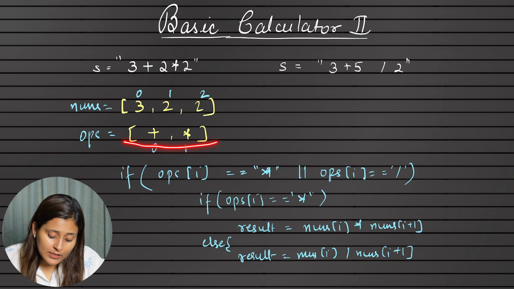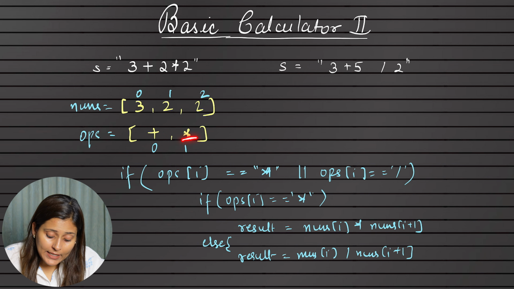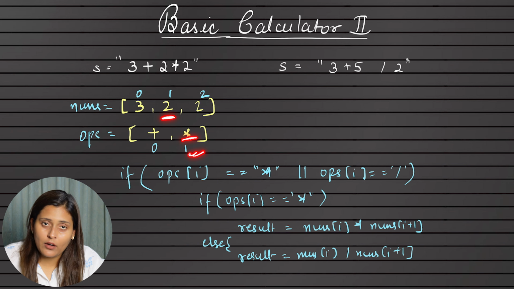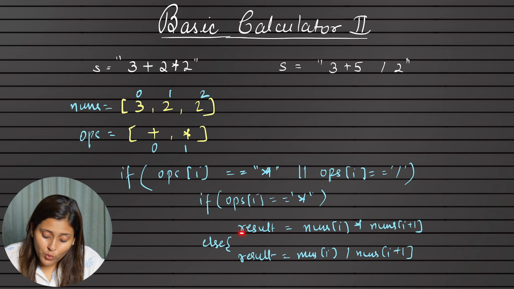Now next we will run a for loop. For ops length, one by one we will read the operators. If this is multiply? No, it is not. If this is multiply? Yes. So if it is multiply, the same index element from nums and I plus 1, we will multiply these, correct? Okay, but what to do with the result?